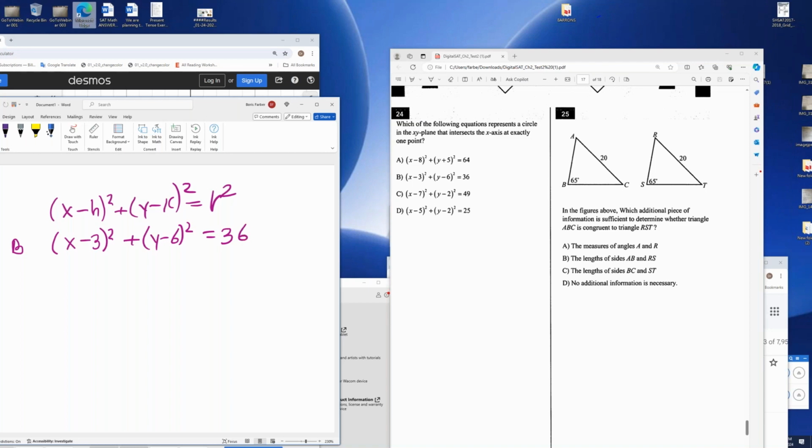And what I said, it intersects the x-axis at exactly one point. If this is a circle and this is one point over there, it means the radius, which is the square root of 36, which is 6, right? And the y coordinate must also be 6. If the y coordinate is 6 and the radius is 6, it has only one point, so the answer is B. It takes a few seconds.